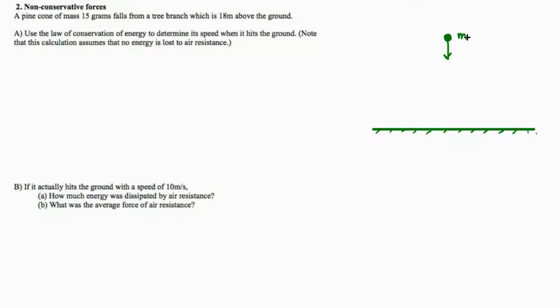And this is how the mass is falling from the top, and just about when it is supposed to hit the ground, it has some velocity v. This distance is 18 meters, and the mass is given as 15 grams, so I'm representing it by m. When we conserve the energy, the initial energy, which is mgh, the gravitational potential, is converted completely into kinetic energy, which is half mv square.